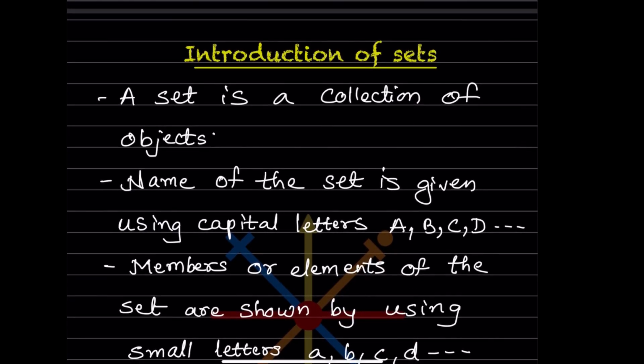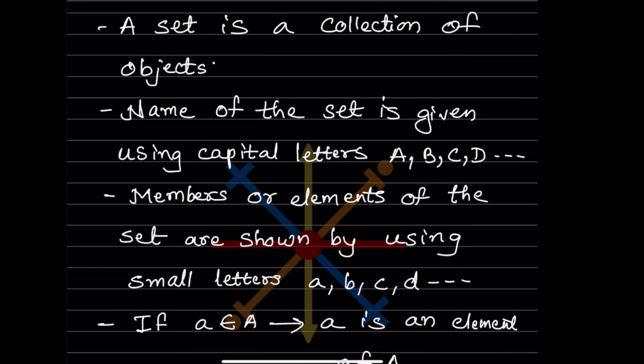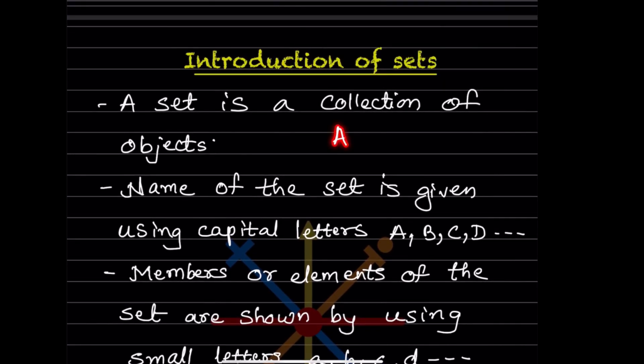Now actually, what is a set? A set is a collection of objects. The name of the set can be anything, from A to Z, and it is always written in a capital letter. The members inside are written in small letters, and the set is always written inside curly brackets.